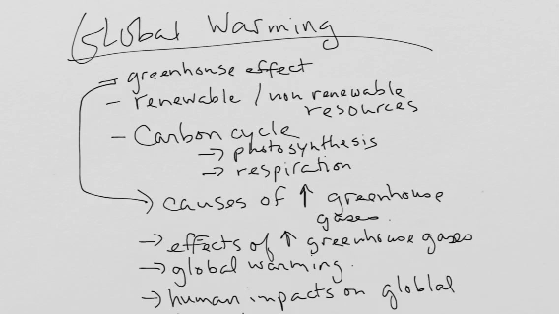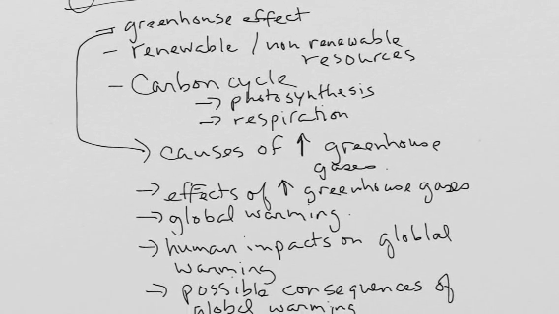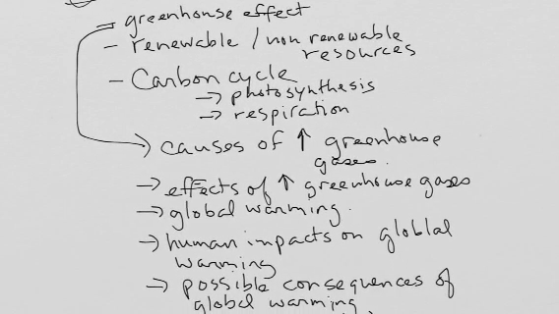So the last unit was global warming. And it might look like there's a lot of stuff on this list, but it really all ties into one another. One of the big things we talked about was the idea of the greenhouse effect, and that the greenhouse effect is a good thing, okay, because otherwise our planet is an ice box. It's too cold for life.